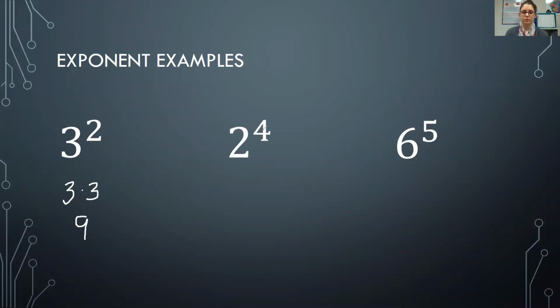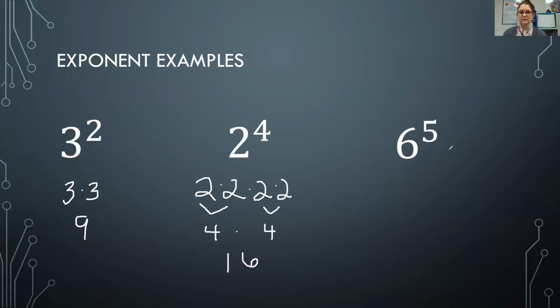We have 2 to the fourth power. That's 2 times itself 4 times, according to our exponent. Okay, so 2 times 2 is 4. 2 times 2 is 4. 4 times 4 gives us 16.